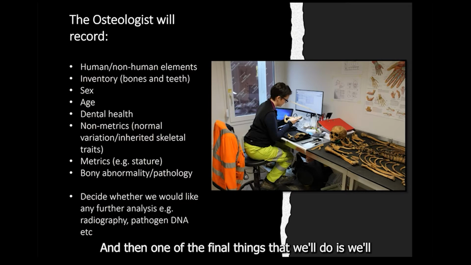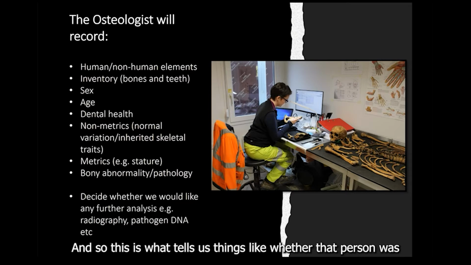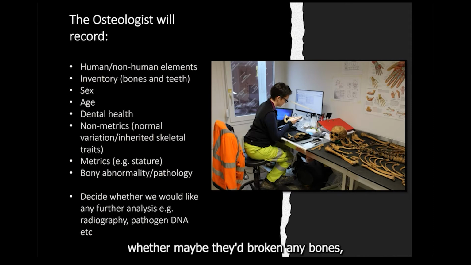And then one of the final things that we'll do is we'll give each skeleton a really good once-over, a really good look at it, and look for any evidence of skeletal pathology. And so this is what tells us things like whether that person was suffering from any diseases, whether maybe they've broken any bones, whether they had things like arthritis. And so we can start to learn a little bit about the health of that person. So basically, we're building up an osteobiography for each individual that we're looking at. You could probably imagine it's very, very detailed.